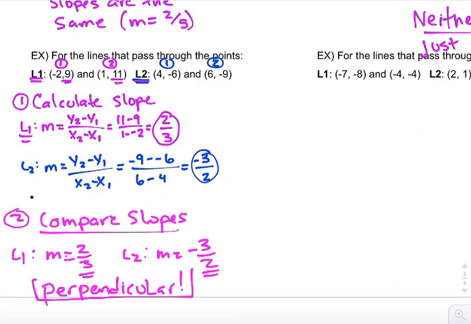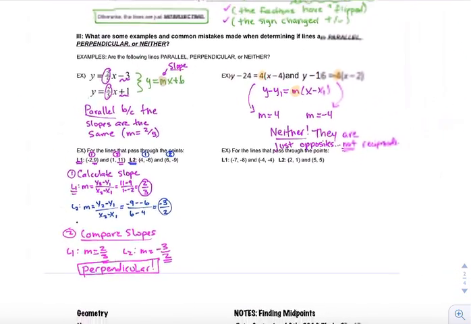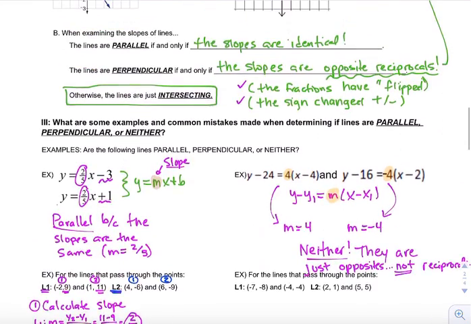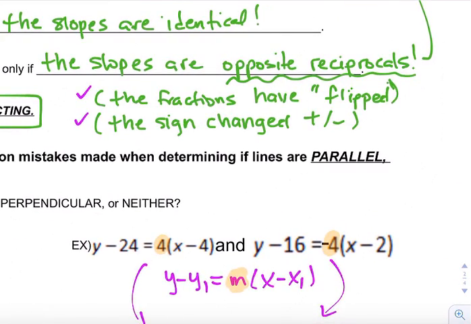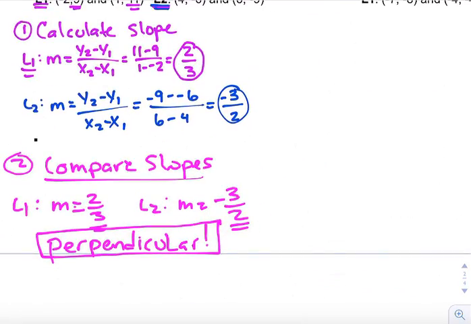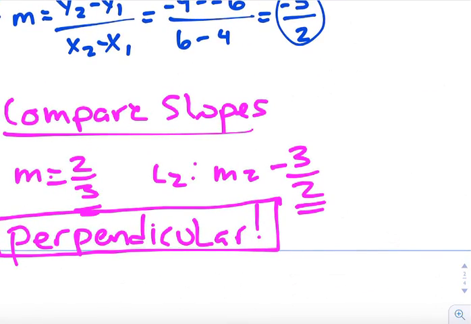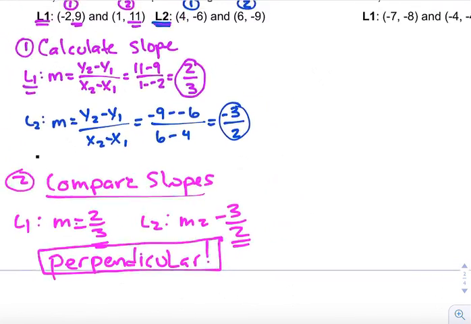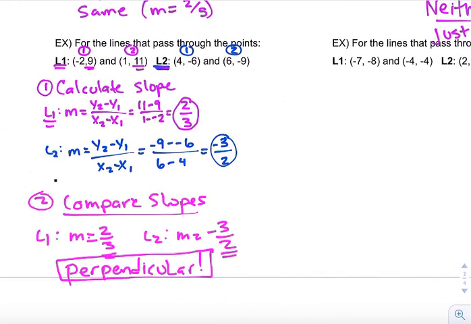Okay. Now the reason these are going to be perpendicular is because they fit the mold of being opposite reciprocals. So again, if you remember opposite reciprocals, the fractions should have flipped and the signs should have changed. And so if we look at these side by side, the fractions certainly have flipped. Instead of 2/3, now we have 3/2, and the sign did change from positive to negative. And so those two things happened, so these have to be perpendicular slopes.